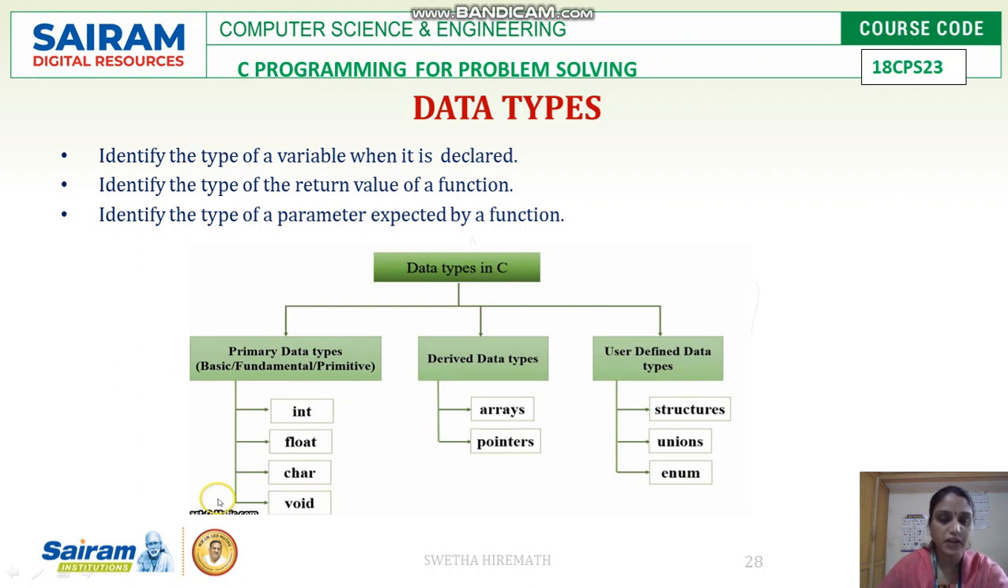Coming further, we have different data types in C. They are classified as primary data types, derived data types, and user-defined data types. First is primary data types, which are also called primitive data types or basic data types or fundamental data types. Integer, float, char, and void are the different data types which we have in our primitive data types. Then coming to the derived data types, we have arrays and pointers. Then user-defined data types are the data types which we are going to define based on the primary data types. The examples for that are structures, unions, and enumerators.